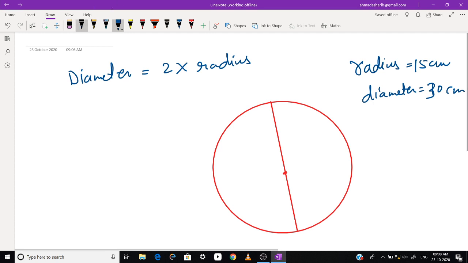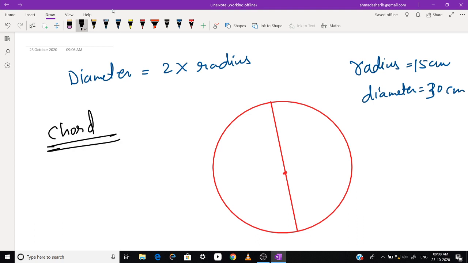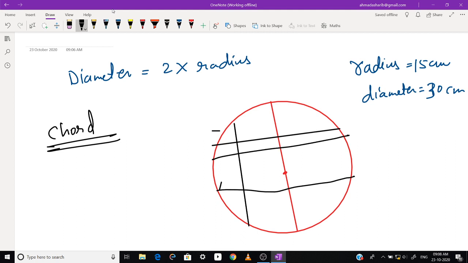Now let us talk about the chord. What is a chord? This is a chord. So a chord is a line which is not passing through the center of the circle and which joins two points on the circumference of the circle, or we can say simply on the circle. For example, this line and this line, or this line or this line, all the lines which are not passing through the center of the circle are called chords, and the line which is passing through the center of the circle is called diameter.